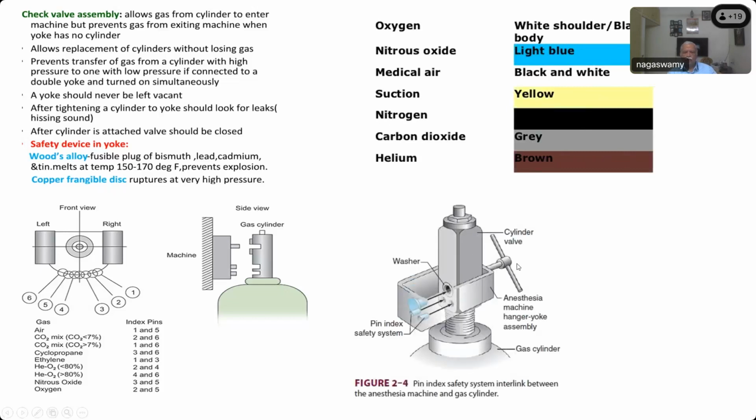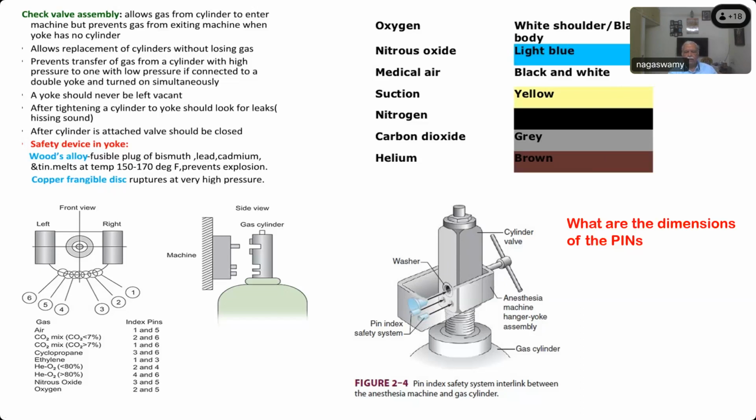And this is what I told you about, the screw to hold the cylinder in position. This is called the toggle screw, and this is the transparent picture where you see how the gases will come out, and here you can see the threads nicely. The whole valve block is threaded into the neck of the cylinder, and that is where the Wood's metal is also incorporated. And these are the pin index safety systems to mount the correct cylinder. The yoke assembly bears the whole weight of the cylinder when it is attached there.